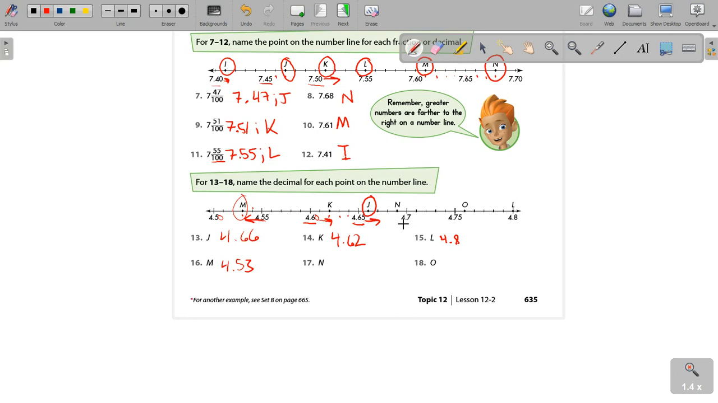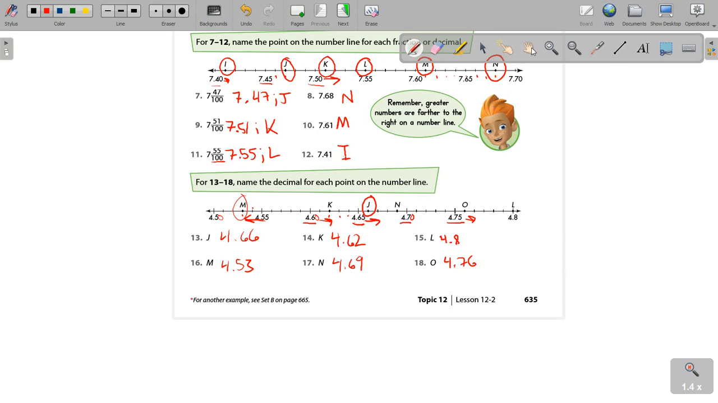Might as well finish up these last two here. So we've got N. Now we have a hint right here. This is 4.7, or like I said before, 4.70. We're only counting one back, right? Well, one back would be, what's one less than 70? Means this one is going to be 4.69. Last one here. We've got a hint right here, 4.75. We're only going 1 point to the right, which means it is going to be 4.76.